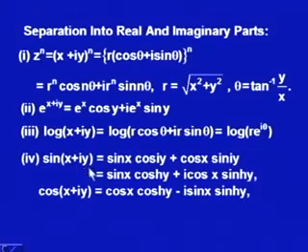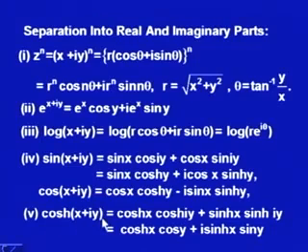Then sin(x+iy) can be written as sin x cos iy plus cos x sin iy, and from here cos iy is equal to cos hyperbolic y, and sin iy I write as i times sin hyperbolic y. So, that gives me the imaginary part as cos x sin hyperbolic y. Similarly, cos(x+iy) is expressed as cos x cos hyperbolic y as the real part and sin x sin hyperbolic y as the imaginary part of cos(x+iy).